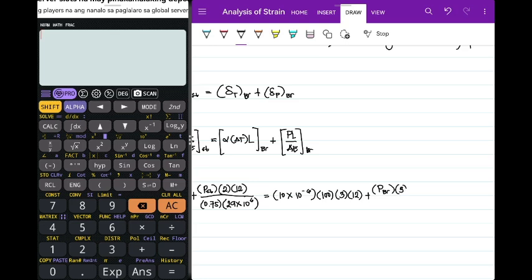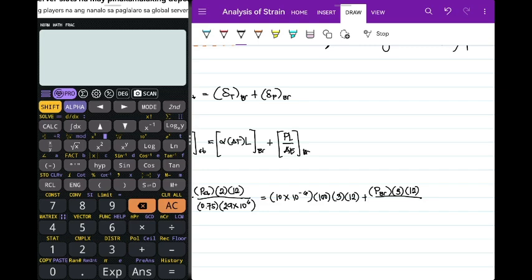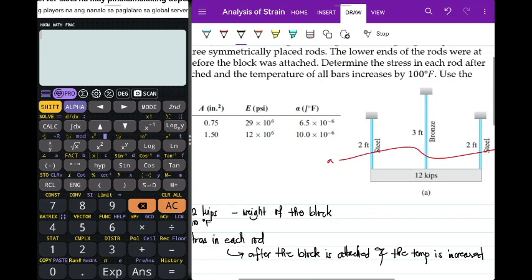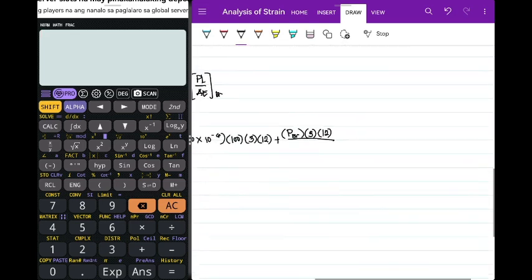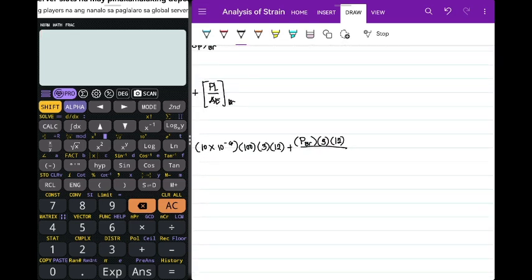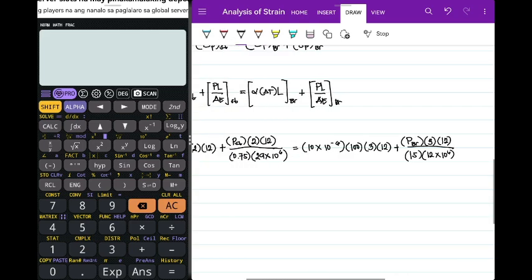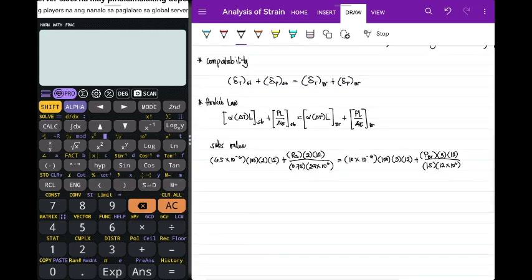Next, we substitute our values for our elongation due to the applied load. Still, our length is 2 feet. We multiply that by 12 inches in 1 foot, divided by 0.75 inches squared for the area, and 29 times 10 to the power of 6 psi for our modulus of elasticity. That is equal to the terms from our bronze rod. Coefficient of thermal expansion for bronze is 10 times 10 to the negative 6.